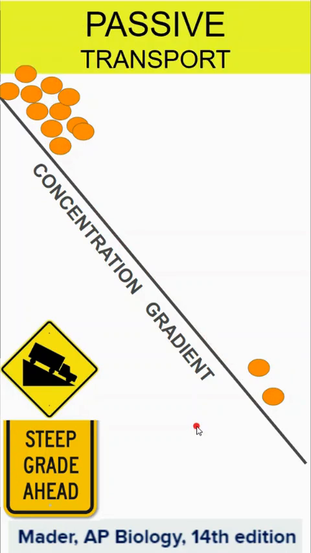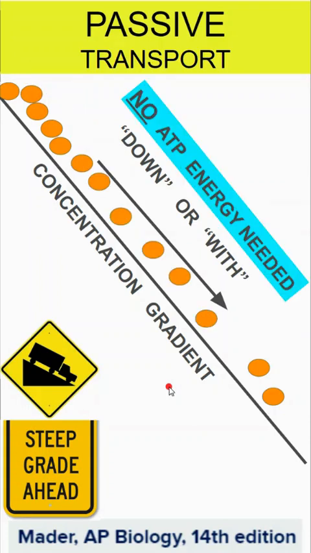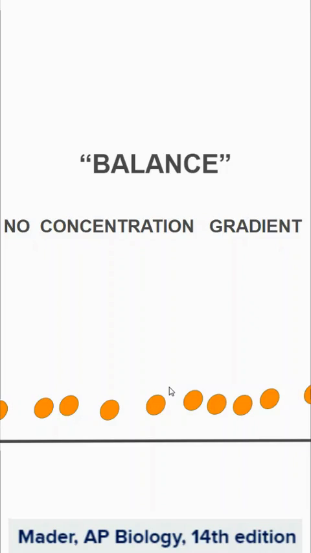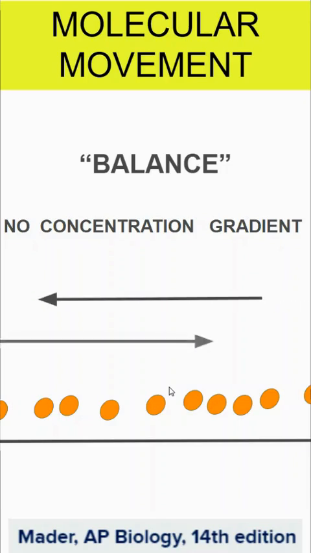If we're going to talk about passive transport, we're going to talk about substances traveling from high to low concentration. We might say that's down or with the concentration gradient. And they are naturally going to flow that way, and no ATP energy is needed for passive transport. When we reach a balanced amount, there is no concentration gradient, but we would still have some molecular movement back and forth. It's not like everything just freezes.